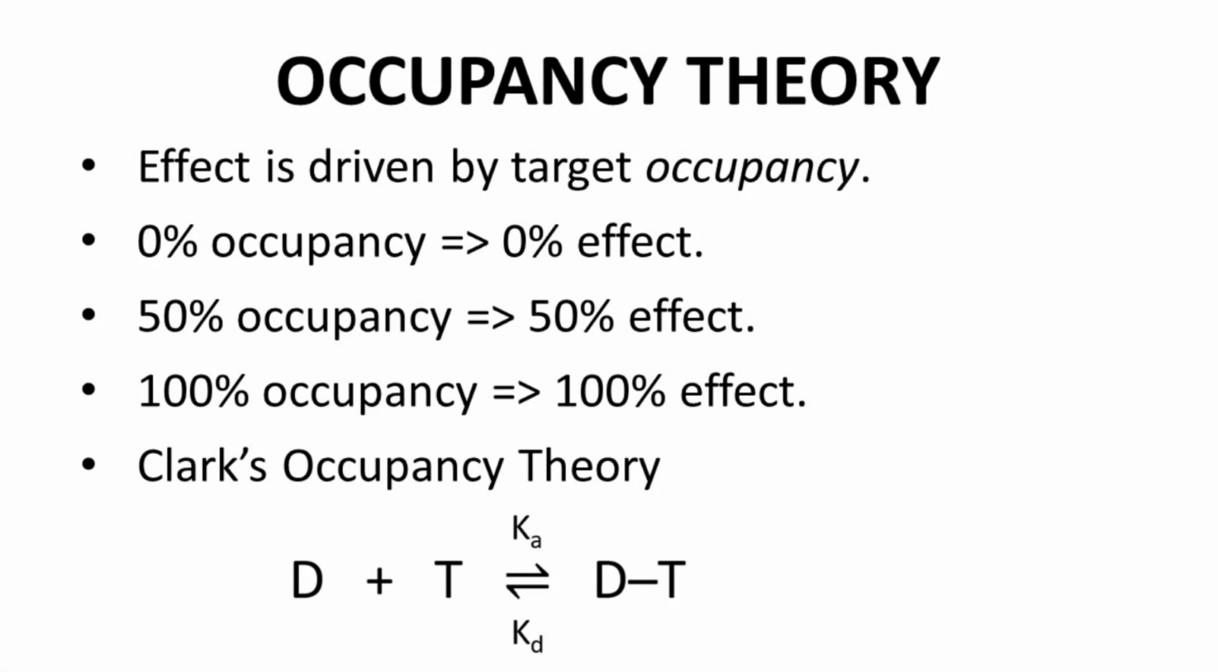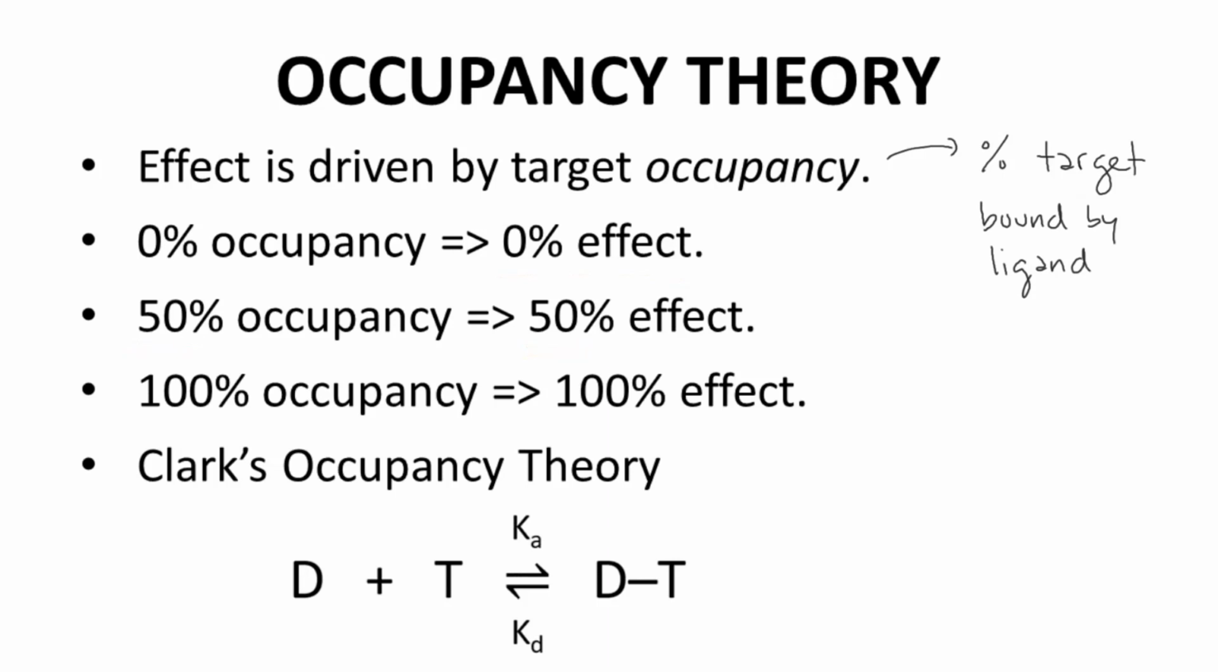This sigmoidal relationship arises from something called occupancy theory. In occupancy theory, the magnitude of the effect is directly proportional to the occupancy of the target by the ligand. That is, the percentage of target bound by the ligand. 0% target occupancy will give 0% effect. 50% occupancy gives 50% effect, etc.